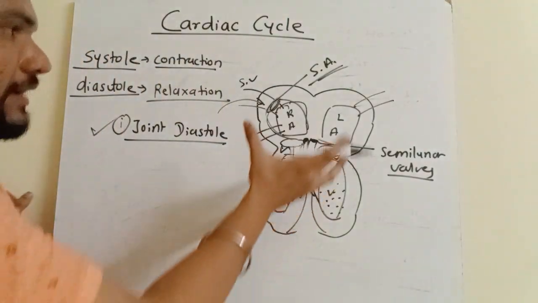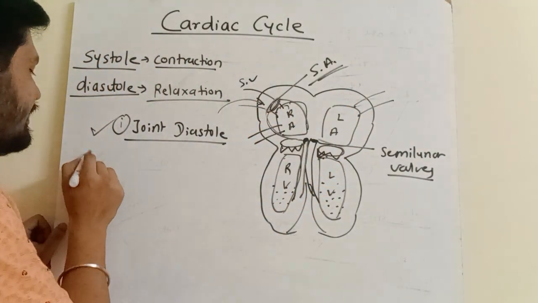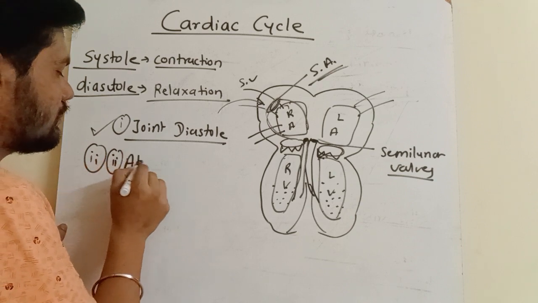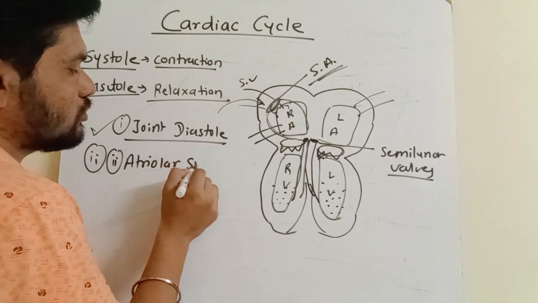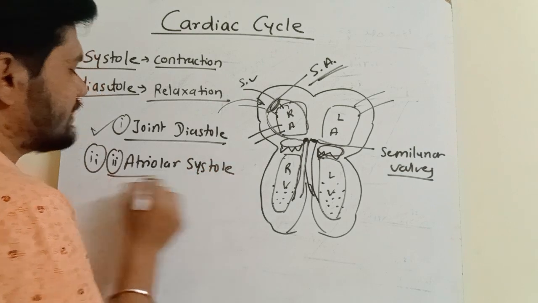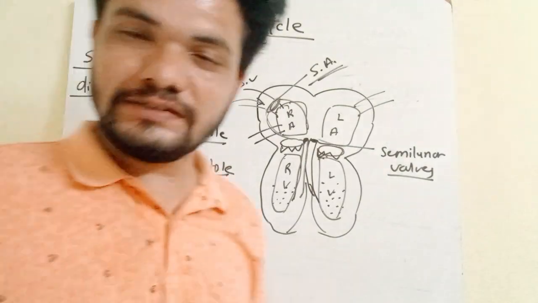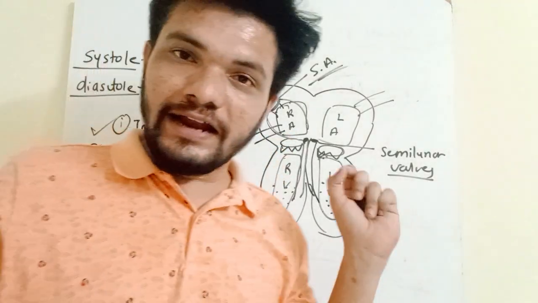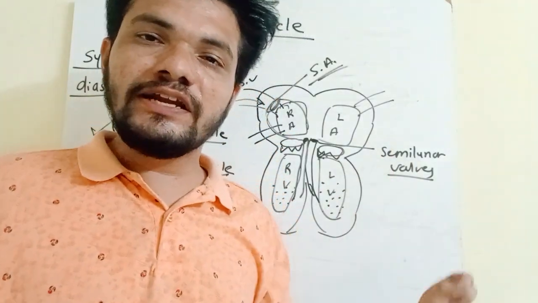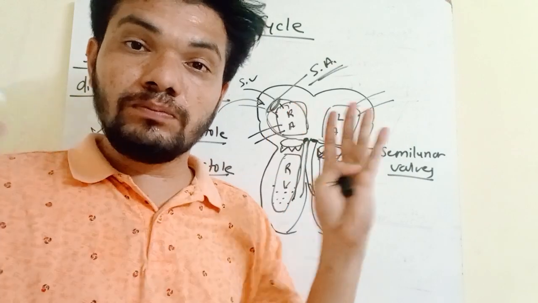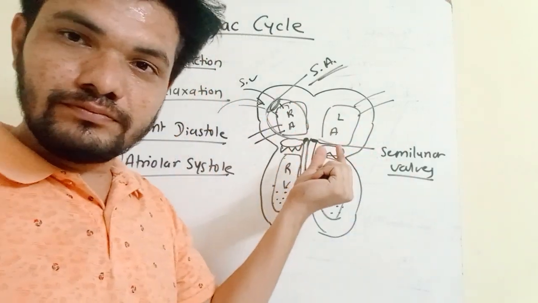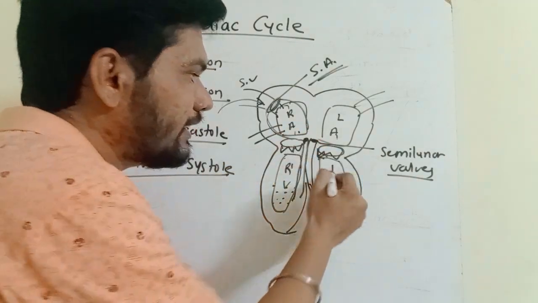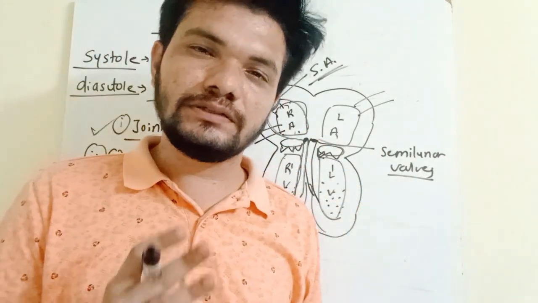And this atrium contraction we can indicate with atriolar systole. This is the second stage of the cardiac cycle. Because the SA node has generated an action potential which leads to the contraction of both atria, which increases this blood flow from atrium to ventricle by about 30%.